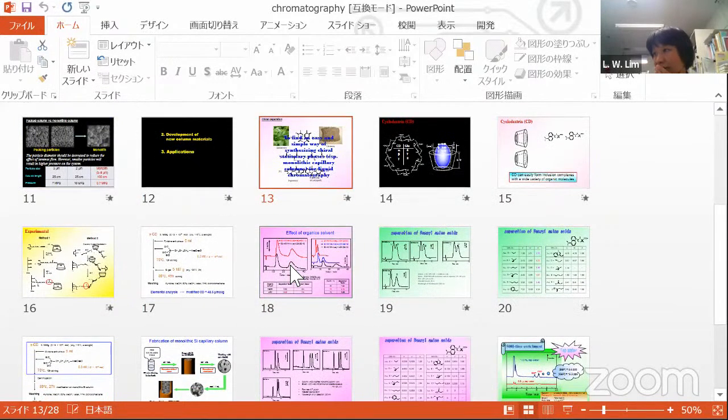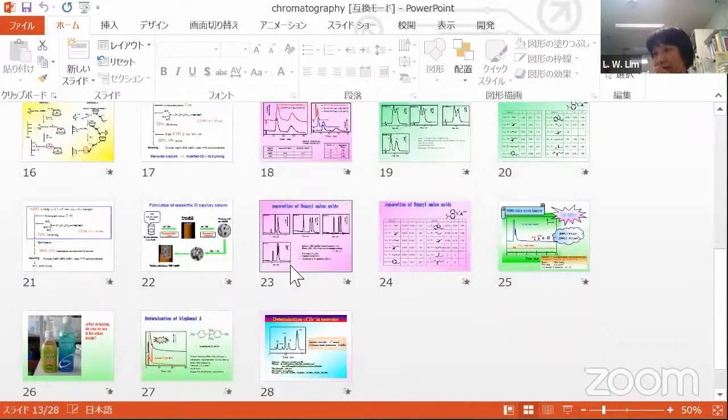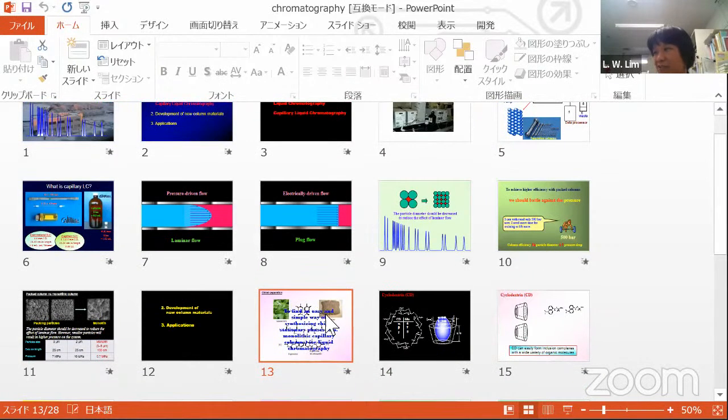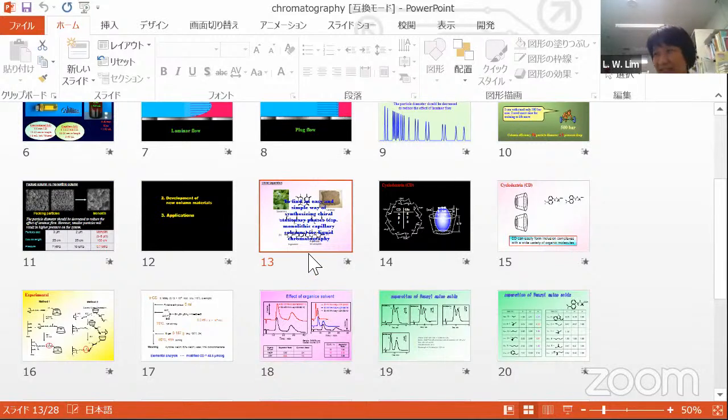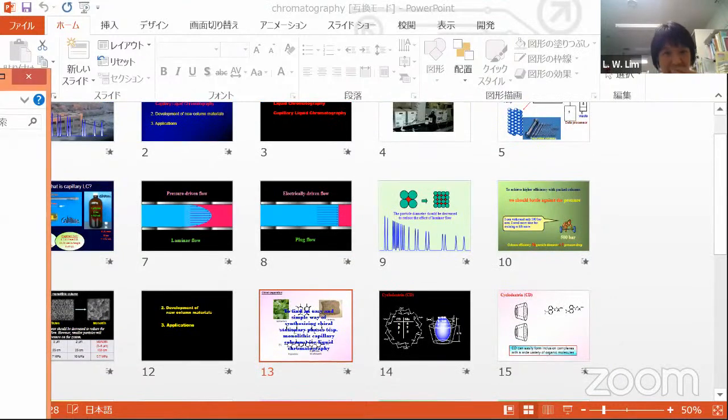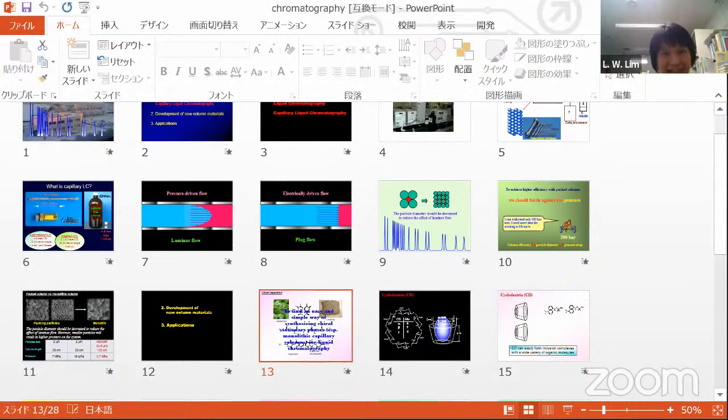I don't know what kind of things I can share here. This one, sorry, is for chiral separation. Maybe it's a different kind of separation. I will look for another one for ion chromatography.